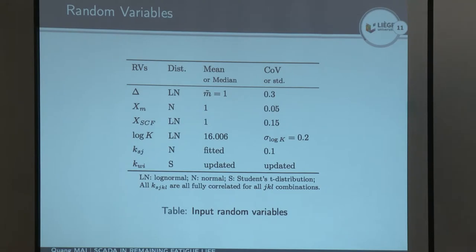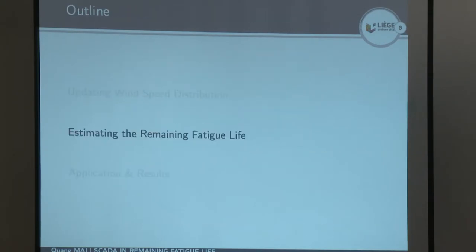When you show the posterior distribution versus the prior distribution of the stresses, that one is for the wind speed distribution, yes.